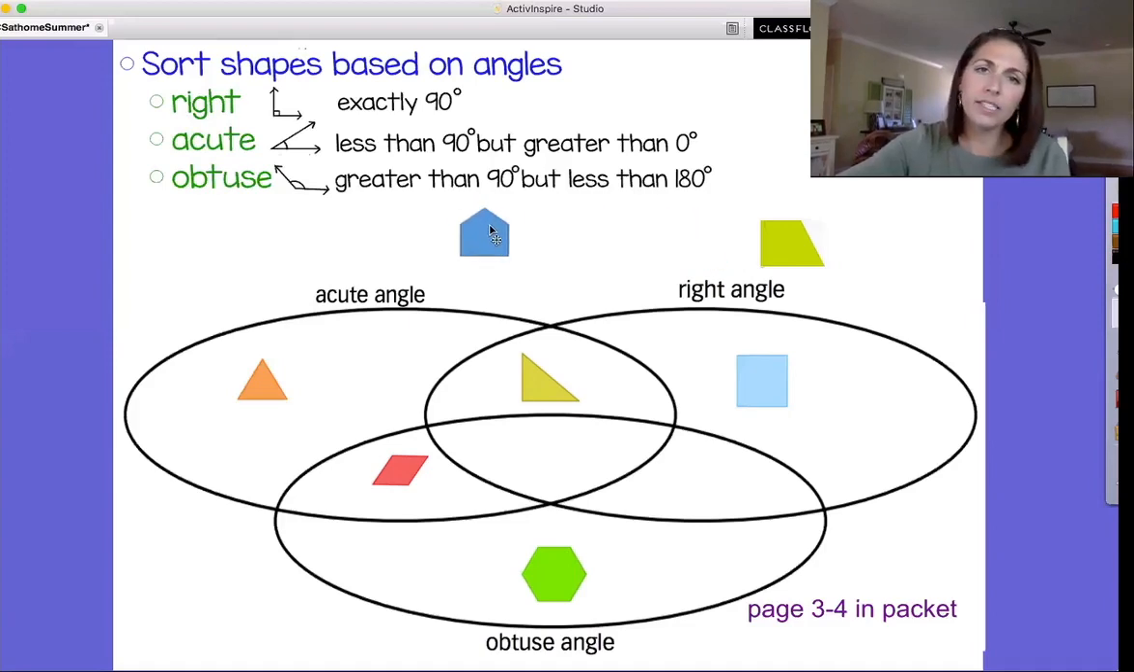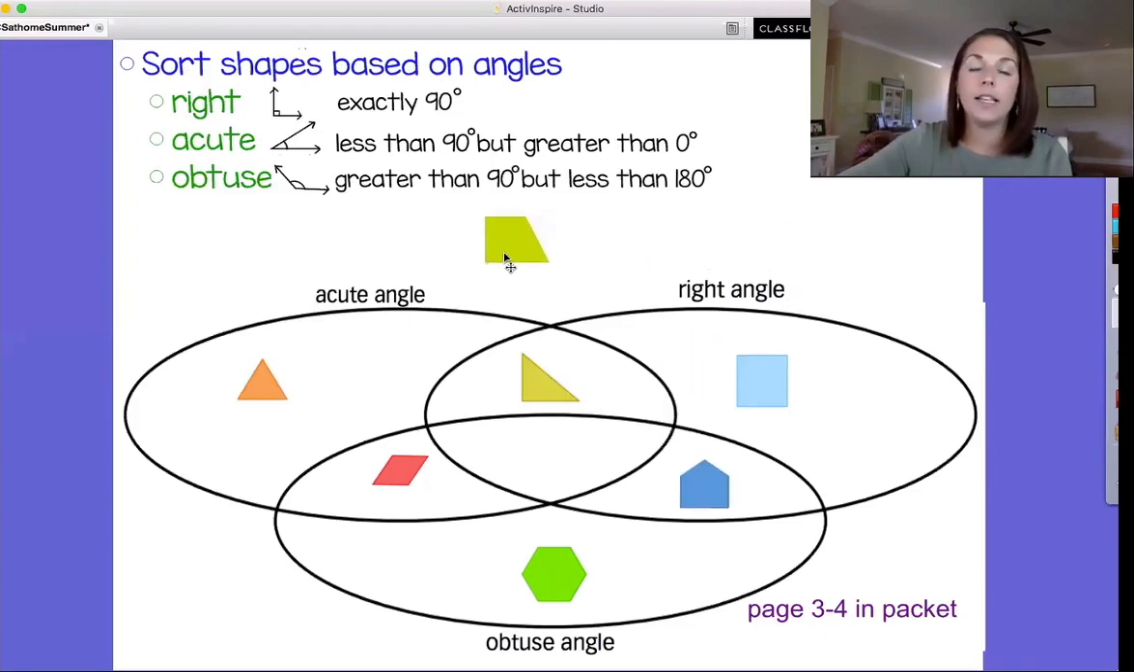Okay. Let's look here at the pentagon. I have 1, 2, 3, 4, 5 sides and 1, 2, 3, 4, 5 angles. When I look at these angles, I see some right angles down here in the corner. That's like the bottom of a square, right? If I were to compare it to this, that looks the same. But then I see the top is a little bit different. This angle measures greater than 90 degrees, so these angles up here are obtuse. So I'm going to place this into right angles and obtuse angles.